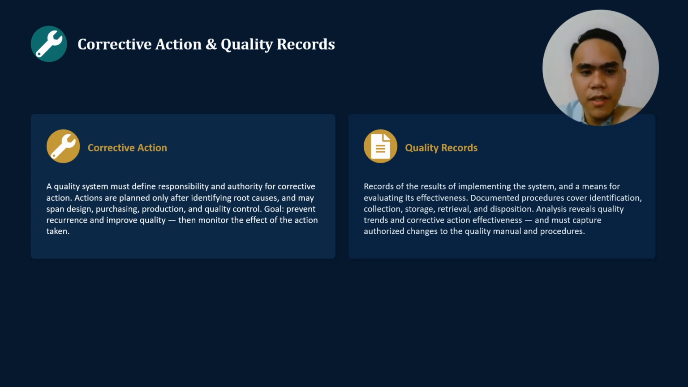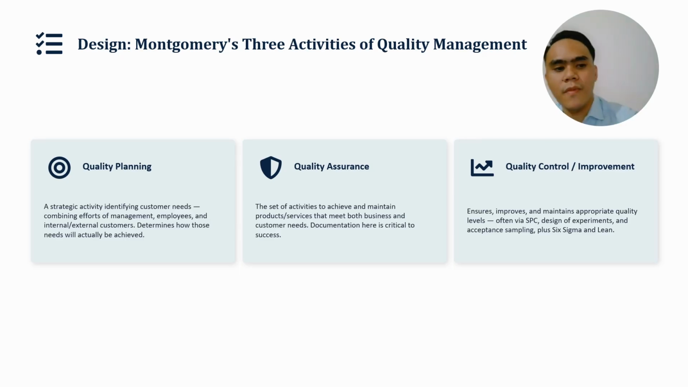In addition, records should indicate authorized changes to the quality manual and any modification made in the procedures or work instructions. A document history of how the system itself has evolved over time. We will cover documentation systems later, with the next topic.